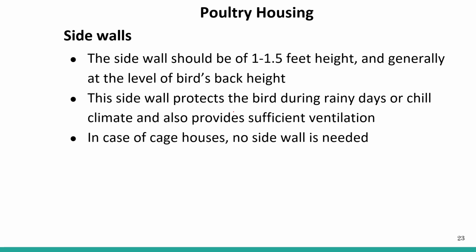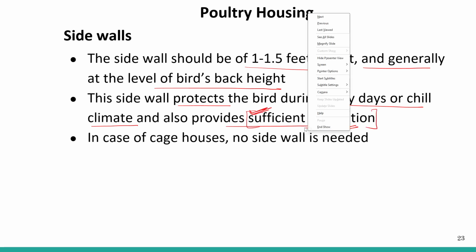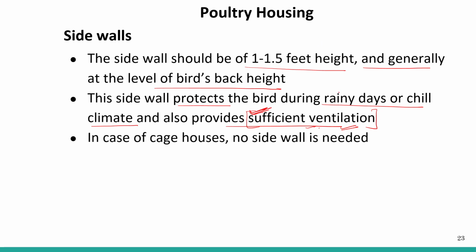Side walls. The side wall should be 1 to 1.5 feet in height, generally at the level of the bird's back height. This side wall protects the bird during rainy days or chill climate and also provides sufficient ventilation. We do not want to block the ventilation, but in the rainy season we do not want the rain or water to come inside, and even the cold, so we protect them from the cold. So this side wall construction is necessary.